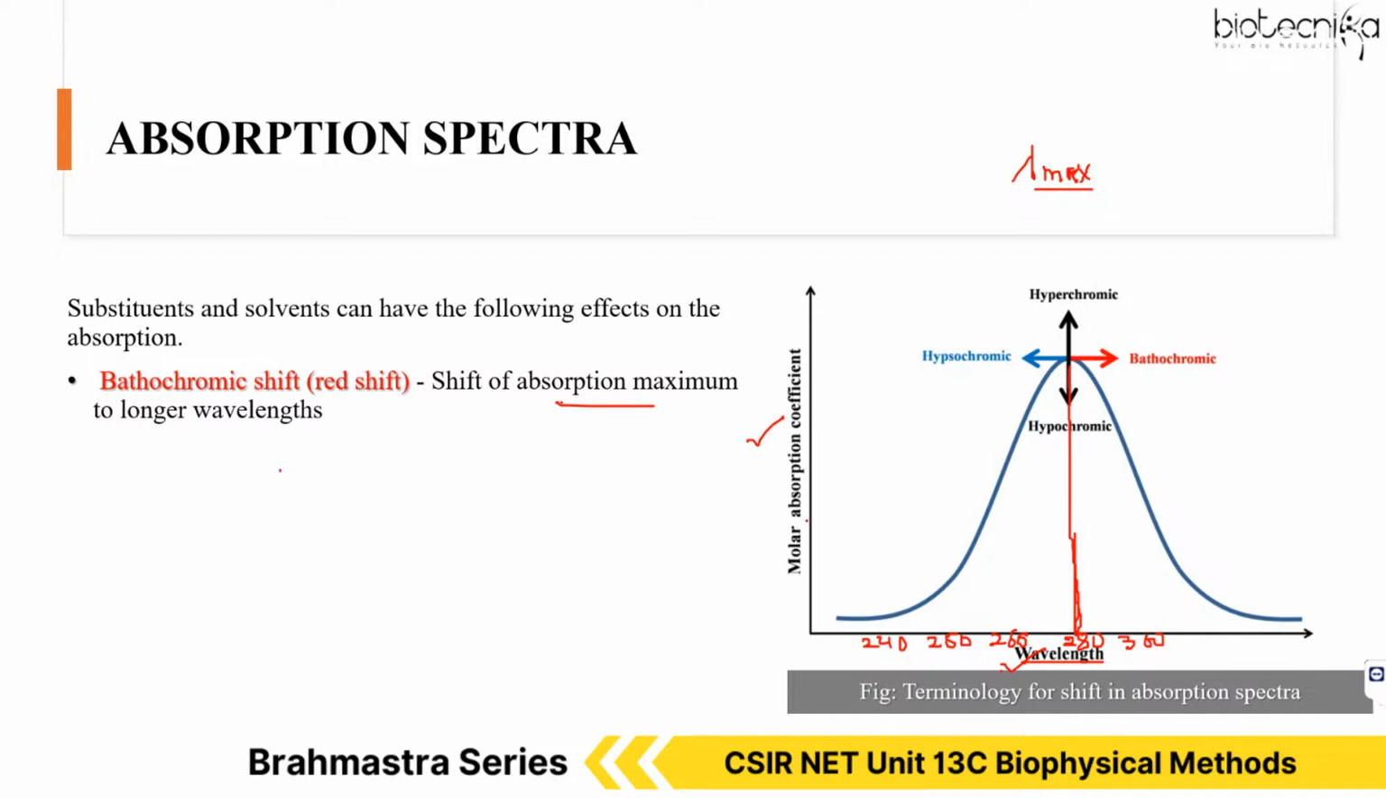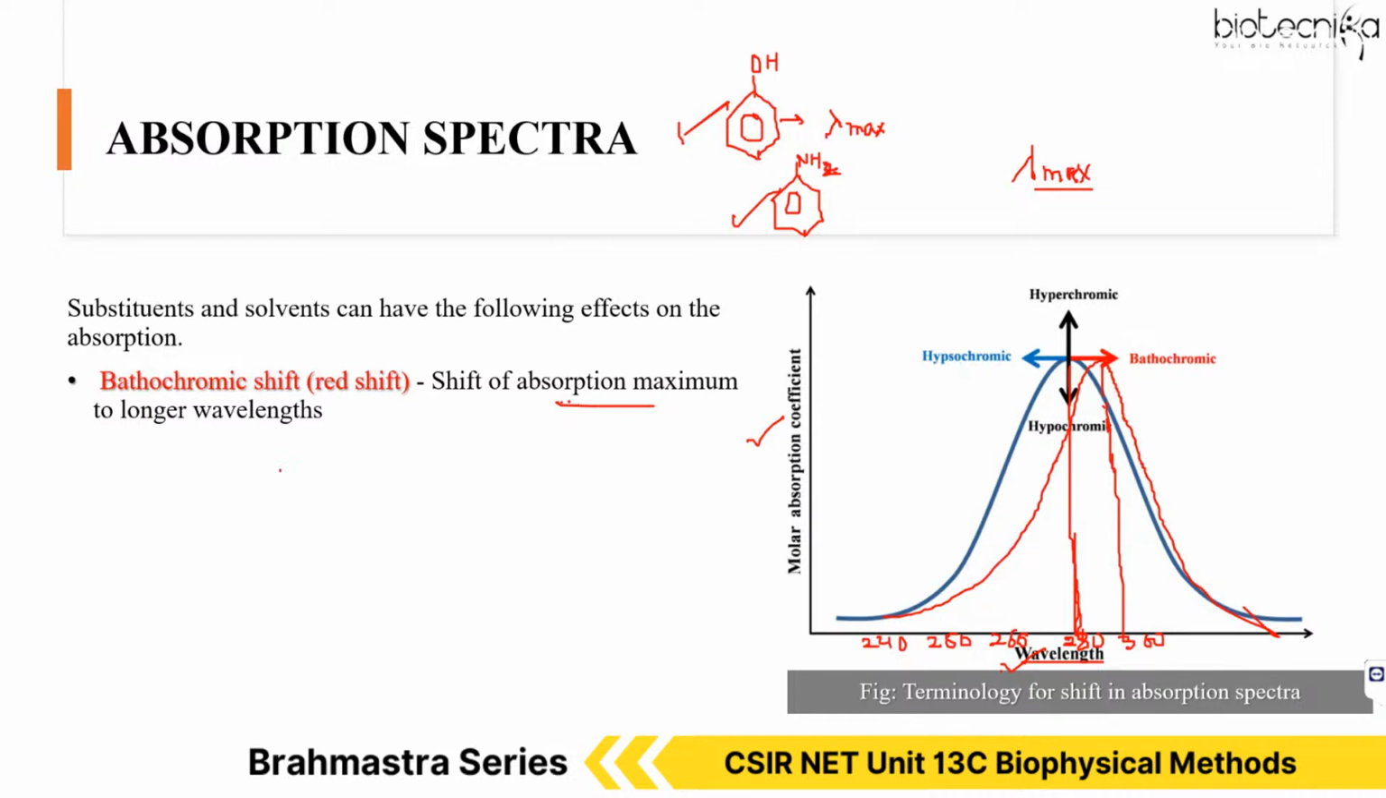And on y-axis, molar absorption coefficient, right? So initially, let's say a protein absorbs at 280, but because of change in the environment, the absorption can increase or decrease. So let's say it increases to 300. What happens here is the lambda max increases from 280 to 300, right? Similarly, a simple example: let's say you have benzene, which shows a lambda max at a particular wavelength. But if you attach an OH group, phenol, or an NH2 group, aniline, the lambda max will be different for phenol and aniline in comparison to that of benzene.